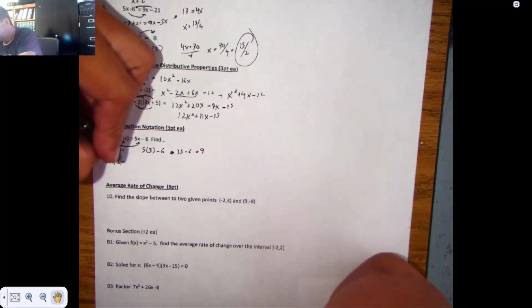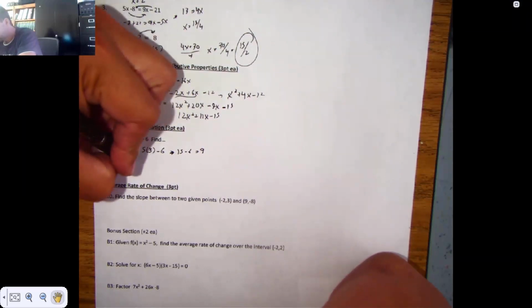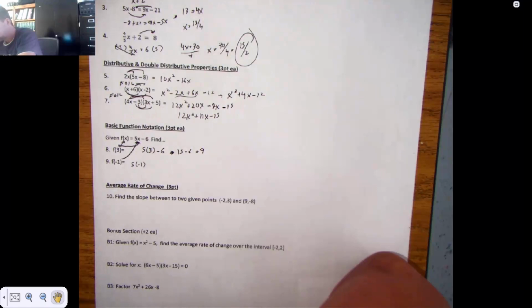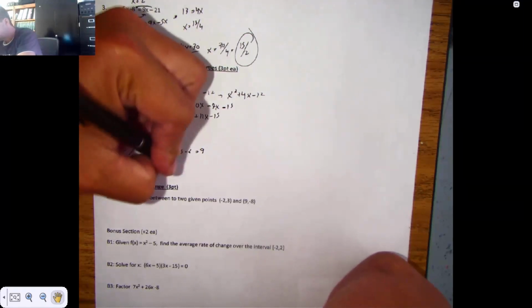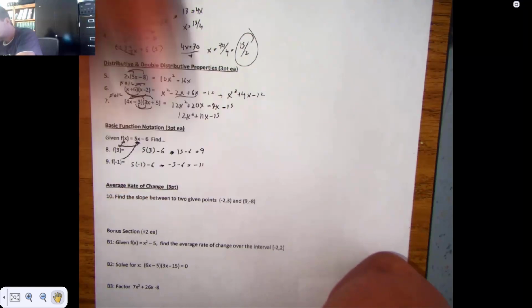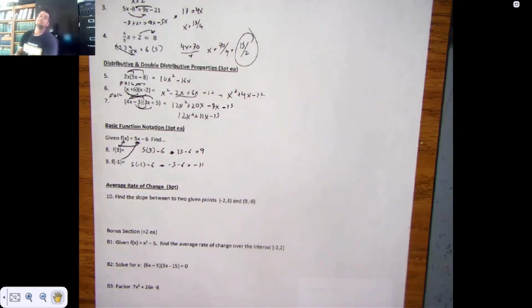f of negative 1, take a negative 1, put it right there. 5 times a negative 1, easy enough, minus a 6. This becomes negative 5 minus a 6, which is negative 11. Easy peasy. 10 and then bonuses on this one.